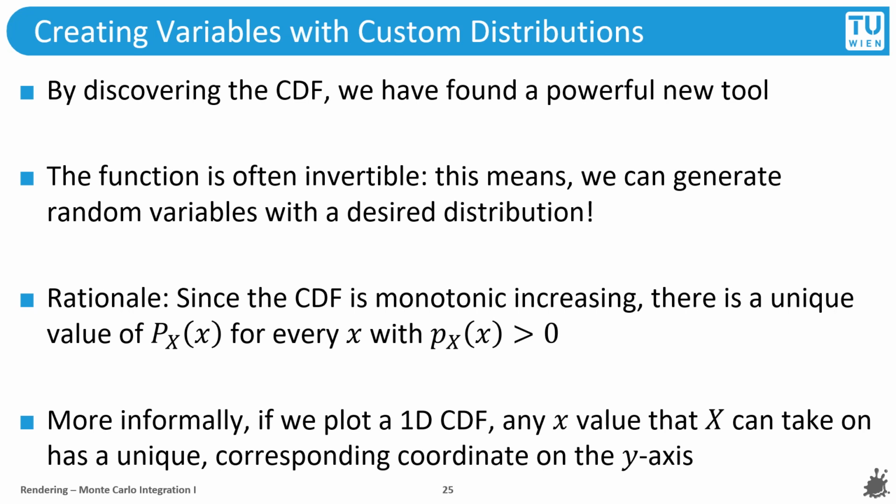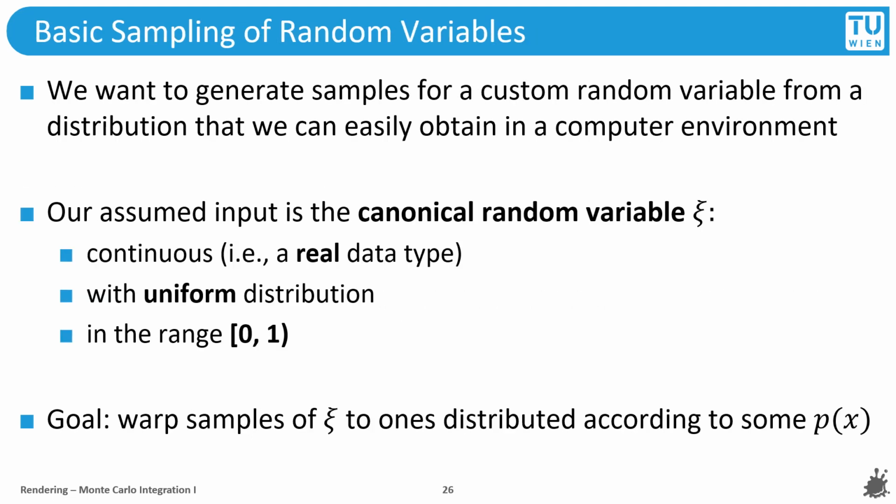And the rationale behind this is that since the CDF is monotonic increasing, we can find a unique value of the outputs of the CDF for every input that we take. More informally, if we have a 1D plot of the CDF, then for any x value, we can find a unique value on the y-axis and vice versa. So our first big goal will be to generate samples for custom-made random variables from an input distribution that we can easily obtain in a computing environment.